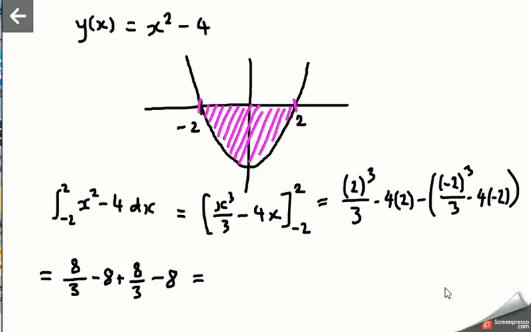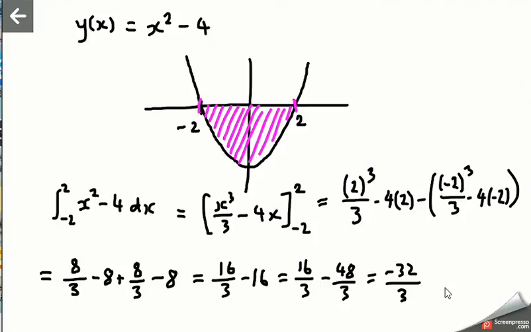Okay, so what do we got here? We've got 16 over 3, because 8 over 3 plus 8 over 3 is 16 over 3, minus 8, so minus 16. What's 16 times 3? 16 times 3 is 48, so minus 48 divided by 3, because 48 divided by 3 is 16. And so that's the same as -32 over 3, which is -10 and 2/3.